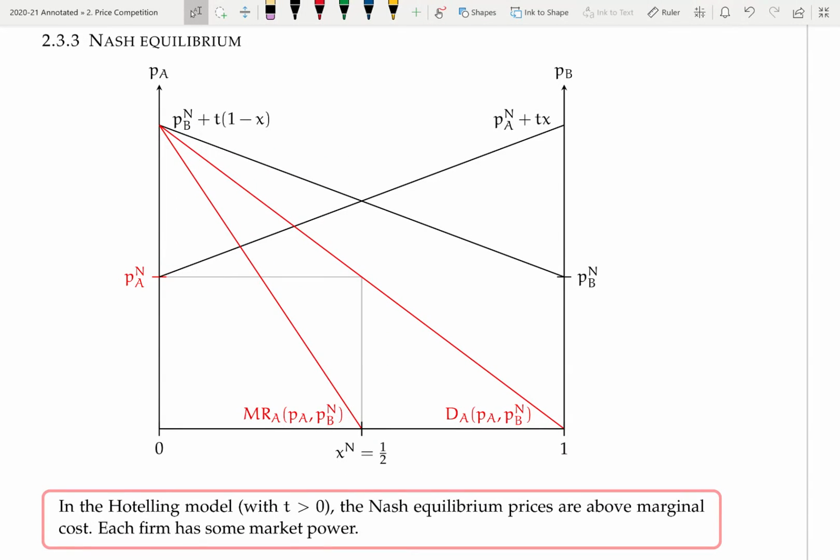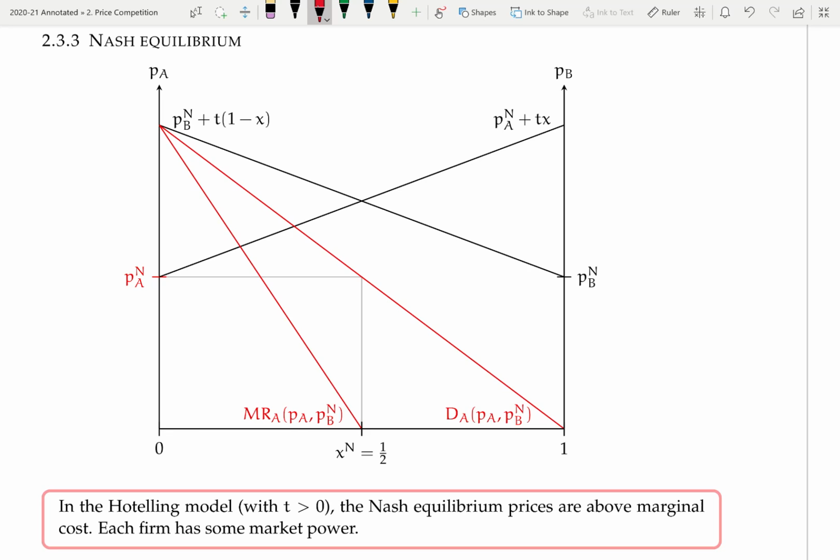Well, the Nash equilibrium is where both firms are playing a best response, and so they must both be profit maximizing. So the prices here, PAN and PBN, are the Nash equilibrium prices. I've drawn the delivered cost line for both firms. From that we get the demand in equilibrium, which is a half because the firms are identical and because they're located at 0 and 1.